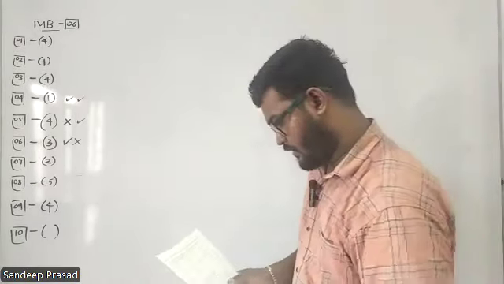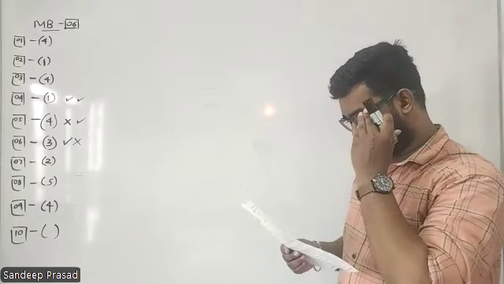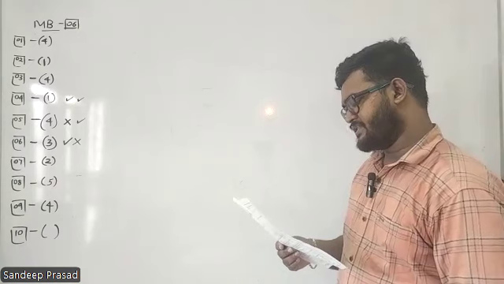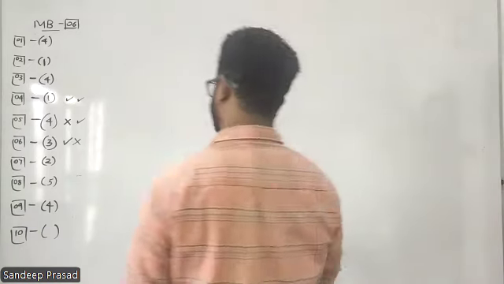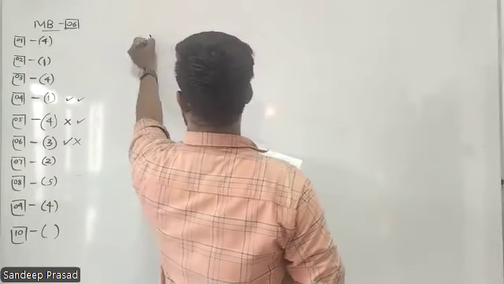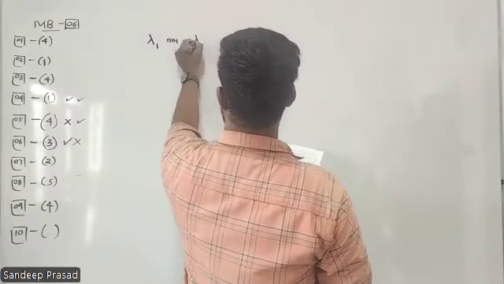Question number 10. Which of the following is the correct expression for the energy range of a photon in the visible range corresponding to the wavelength range lambda 1 nanometers to lambda 2 nanometers, where lambda 2 is greater than lambda 1? And they're asking what is the correct expression for the energy range.